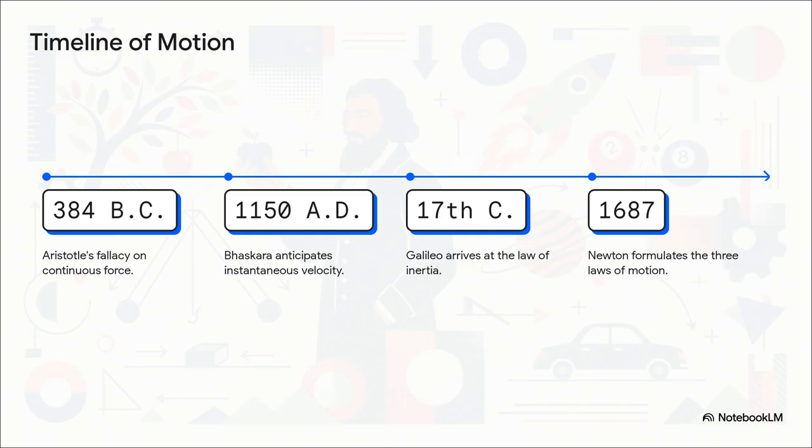They explored this concept called vega, which was essentially this persistent tendency of an object to move in a straight line. It astonishingly parallels our modern concept of inertia. Furthermore, the Indian mathematician Bhaskara actually anticipated the modern notion of instantaneous velocity using early concepts of differential calculus. It was this incredibly rich tapestry of thought long before Galileo and Newton ever arrived on the scene.